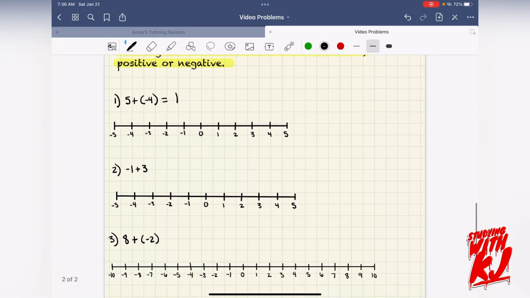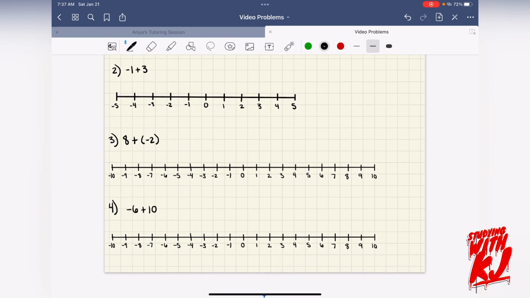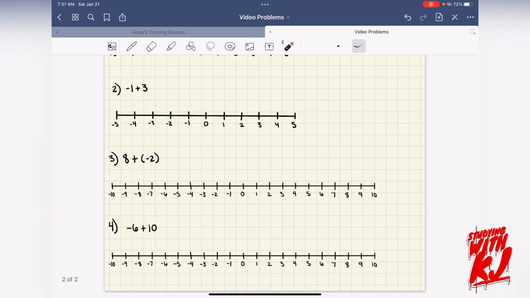Now let's go on to the next problem. Our next problem reads negative 1 plus 3. So that means we start off at negative 1, and being that we're adding 3, that means we go to the right of the number line 3 times. So 1, 2, 3. And we land at 2 when we go to the right of the number line 3 times. So that means that negative 1 plus 3 is equal to 2.